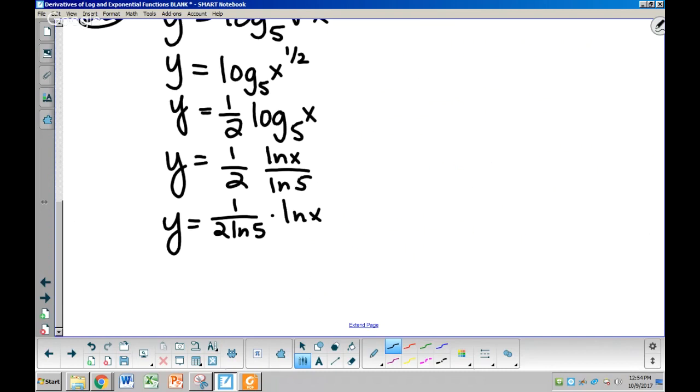And then what's the derivative of 1 over 2 ln of 5 times ln x? That's just, this is a constant, isn't it? So dy dx here is going to be the constant times the derivative of ln x, which is just 1 over x.